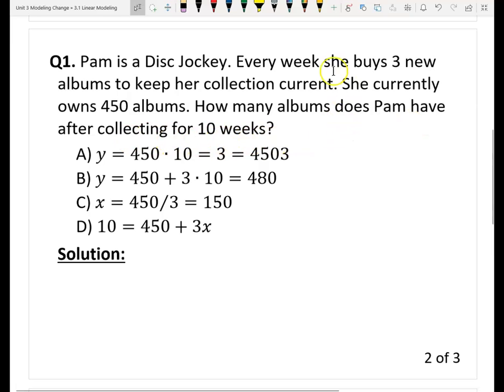What does this mean? This is a linear model, of course, because she collected 3 more every week, right? This is the common difference. And she currently has this, the initial. So the model starts from the initial and goes up, right? This is a growth model. Now we need to know how many albums Pam has in 10 weeks, right?